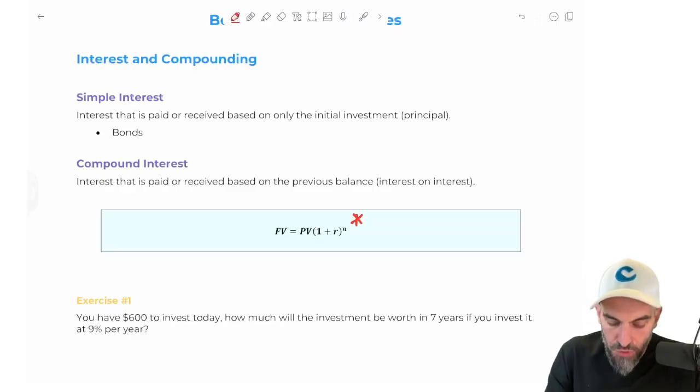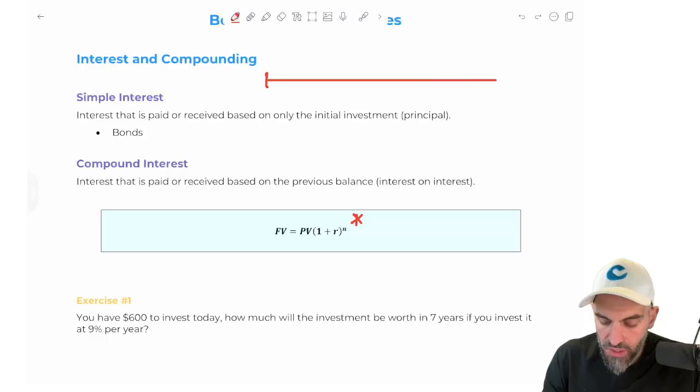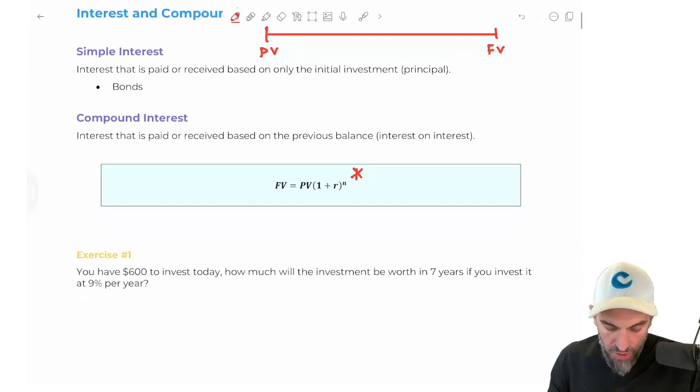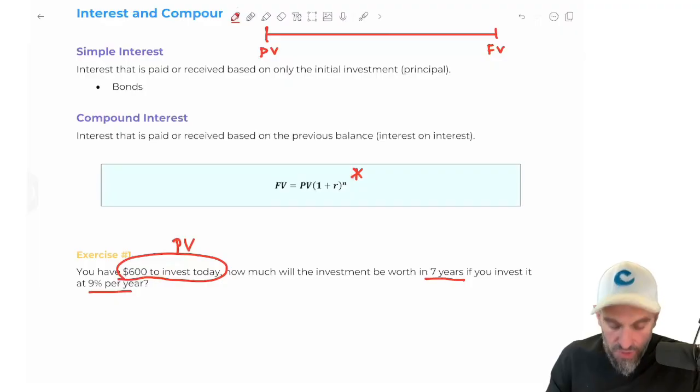So what does that mean, future and present value? Those of you who are doing a finance class at the same time, this is super basic for you, but if not, look, this is time. The present value is an amount today, and the future value is some amount in the future. If you took $600 and invested it today, that would be a present value. How much will you have in 7 years if you earn a rate of 9%?